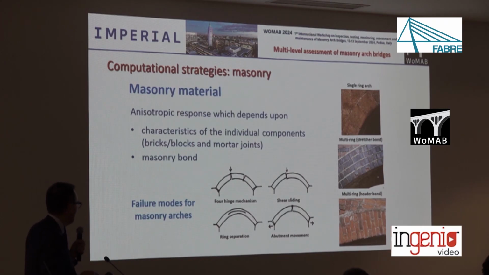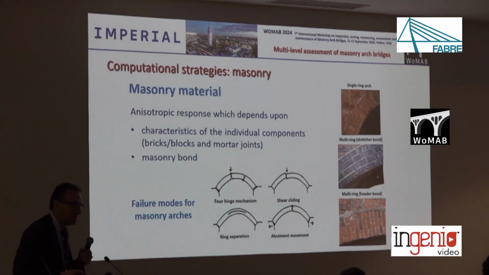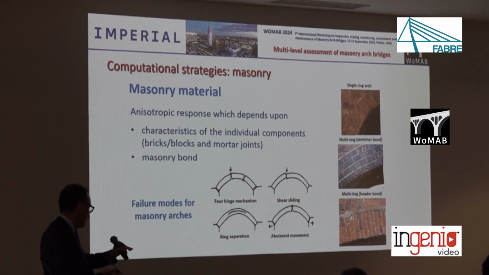I mean, these are quite well-known concepts, but it's better to stress them again. So we know that masonry is a complex material, an anisotropic material. The behavior is due to the characteristics of the individual components, but also to the masonry bond, the way in which units and blocks are linked by mortar joints.